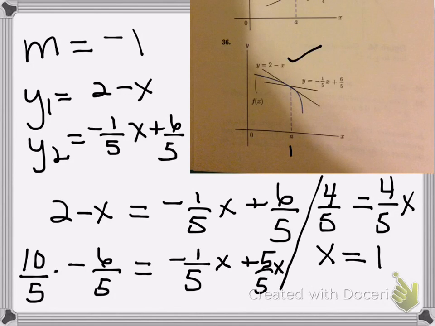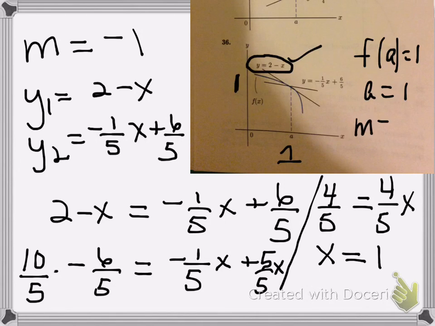So that means that my a is 1. What's my f of a? Well, if I use either of these curves, I can get my y value, which is my f of a. So let's use this one because it's easy. So 2 minus the x of 1 gives me 1 for my y. So my f of a is 1, my a is 1, and my slope is negative 1, and that solves that problem. So let's just recap on the next slide.